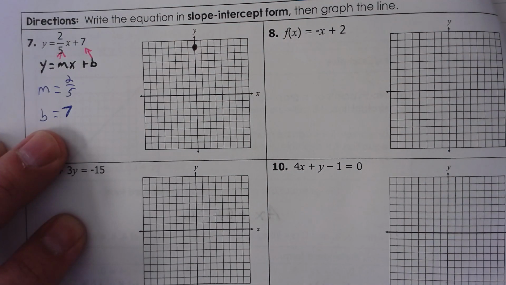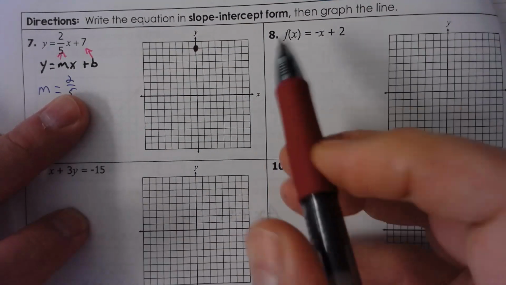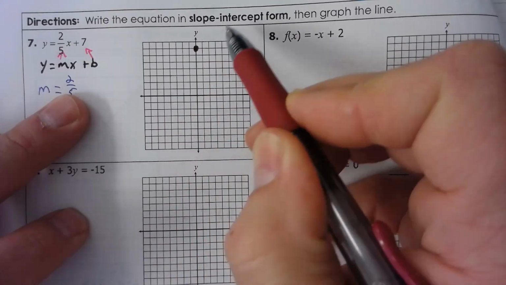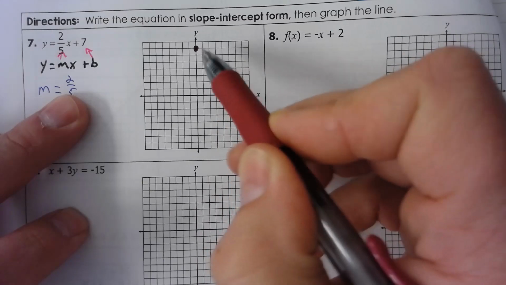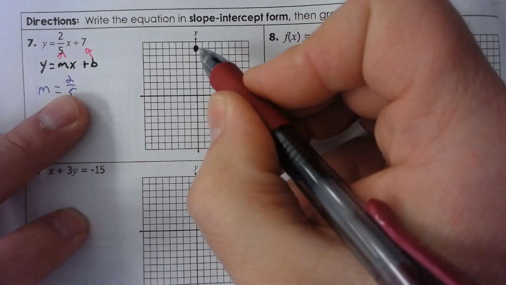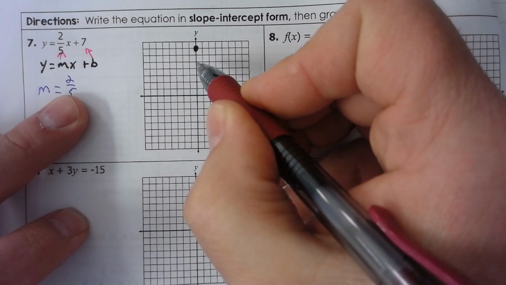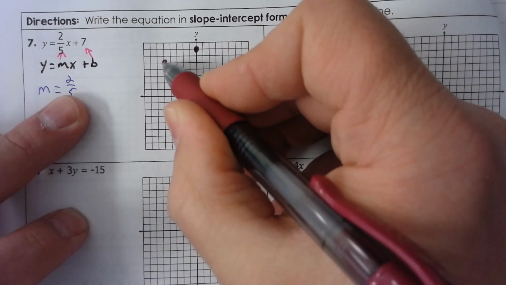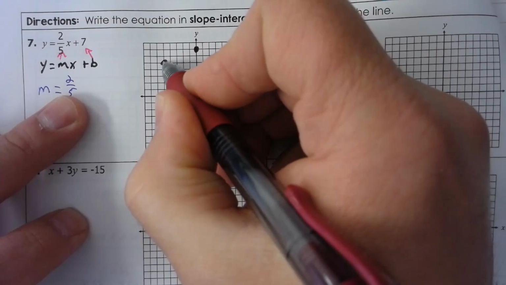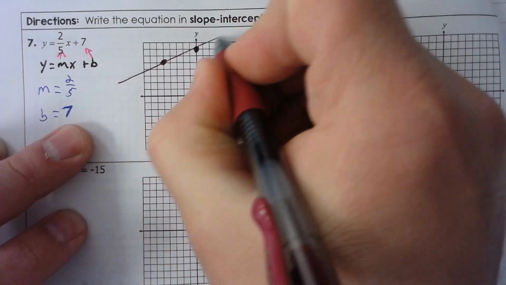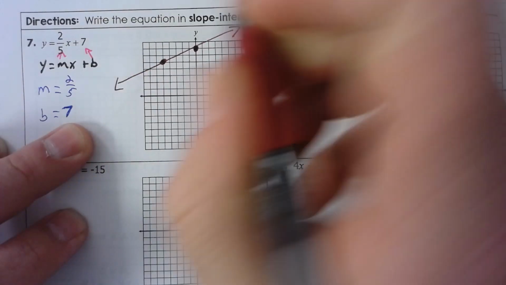Alright, so I've got a positive slope, so I know that my graph needs to be going up this way after I get through with it. But I don't have enough graph to do it. So what I'm going to do is go down 1, 2, and then go to the left 5. So 1, 2, 3, 4, 5. There is my other point. And then we'll graph us a straight line through it like that.